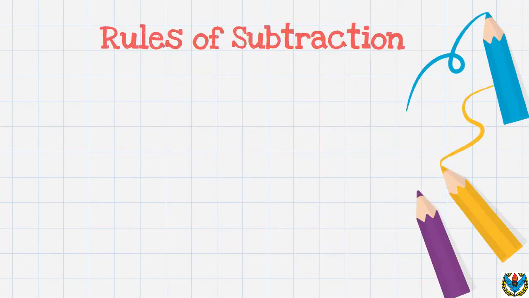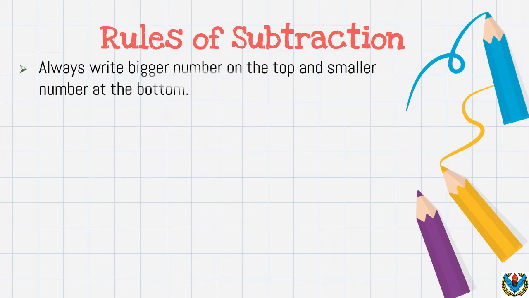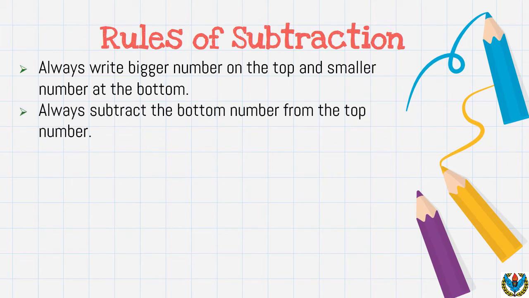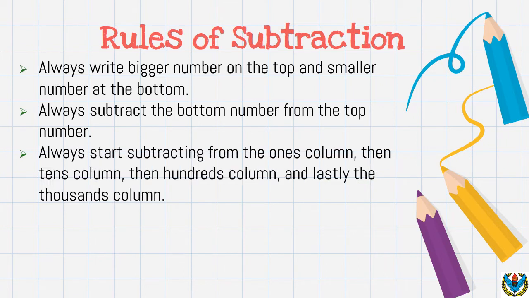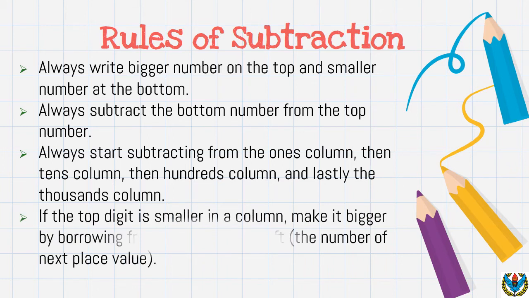The rules of subtraction are: always write the bigger number on the top and the smaller number at the bottom. Always subtract the bottom number from the top number. Always start subtracting from the ones column, then the tens column, then the hundreds column, and lastly the thousands column. If the top digit is smaller in a column, make it bigger by borrowing from the number on the left.